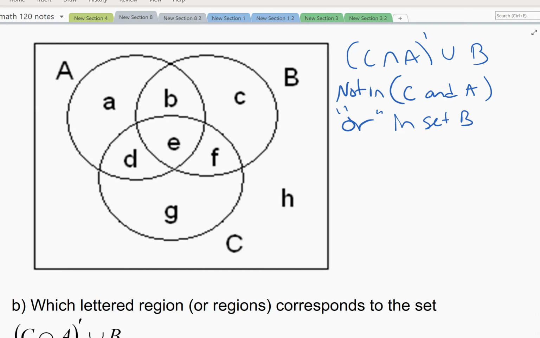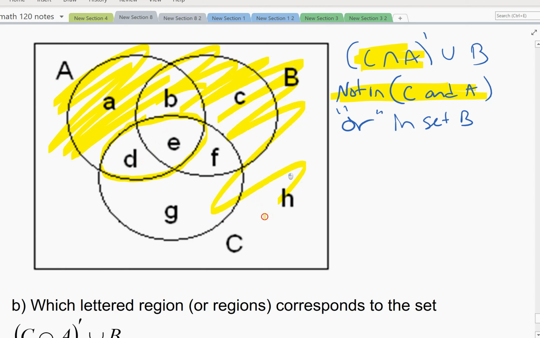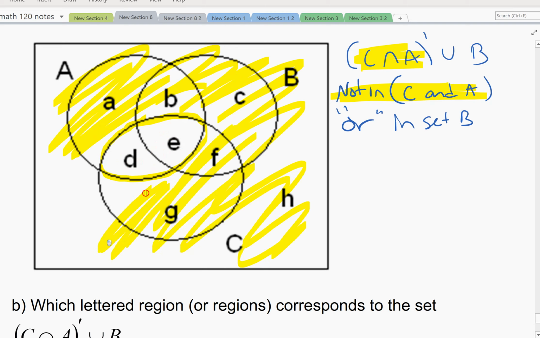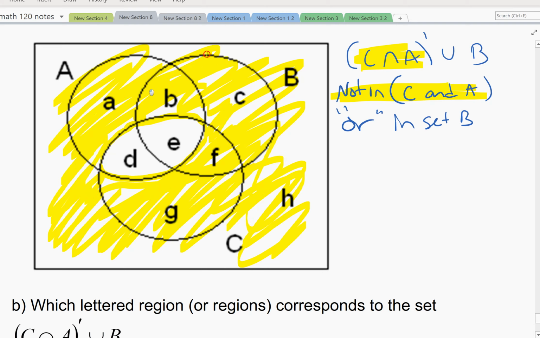Again, I'm going to highlight stuff. First, not, right, I take care of the group first. Not in group C and A. C and A, well, that would be this wedge, right? This wedge here represents everything in C and A. D is in circle C and circle A. E is in circle C and circle A. But I don't want what's in that wedge. I want everybody that's not in that wedge. So I highlight everything outside of that wedge that's in circle C and circle A. Everything outside of that wedge is what I want.